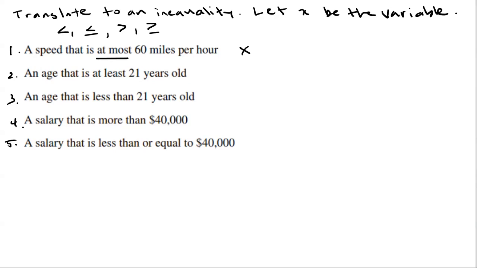Good, right? So it should be less than or equal to. Should be this one, right? Because at most 60, that's the max you can have. The speed is at most 60 miles per hour. Good. All right. How about the next one?